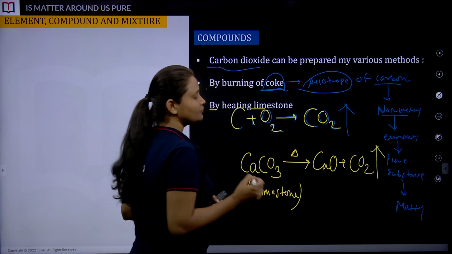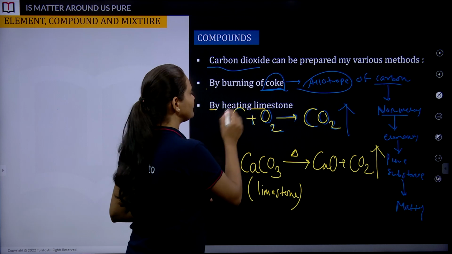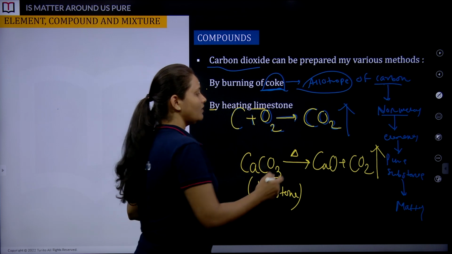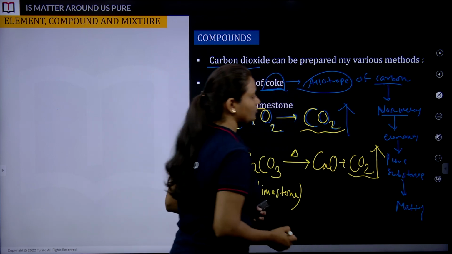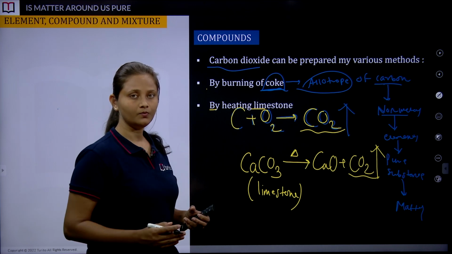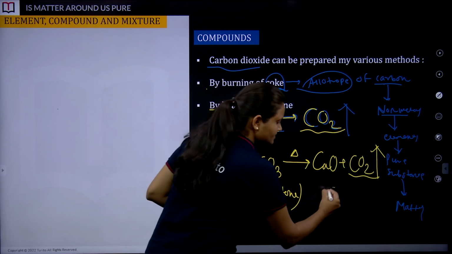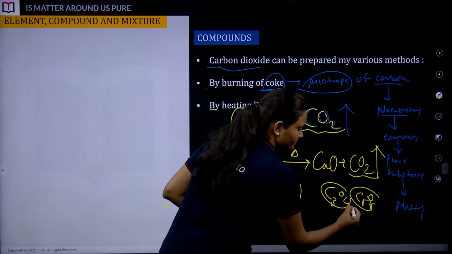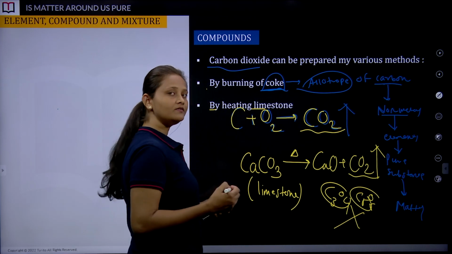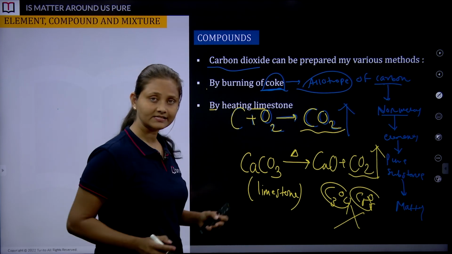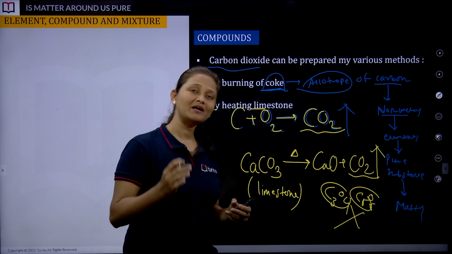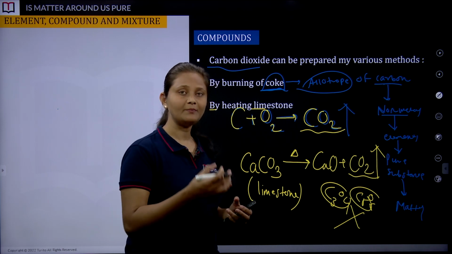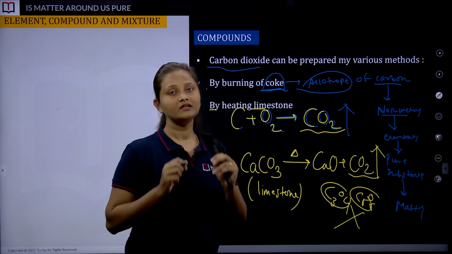So my question to you, students, is that when we are studying these two methods of preparation of carbon dioxide, observe this part, CO2, CO2. What I have written here is CO2. Did I anywhere write C3O4, C5O6? No. What does it indicate? It indicates that no matter through which method you prepare the compound, its chemical composition and also its chemical formula is going to remain the same.